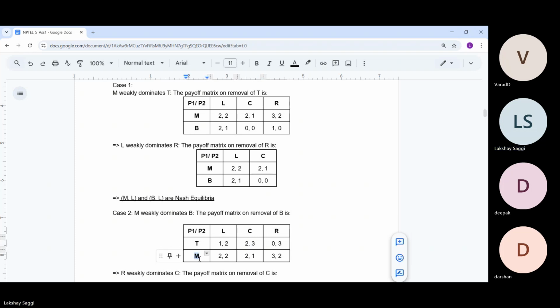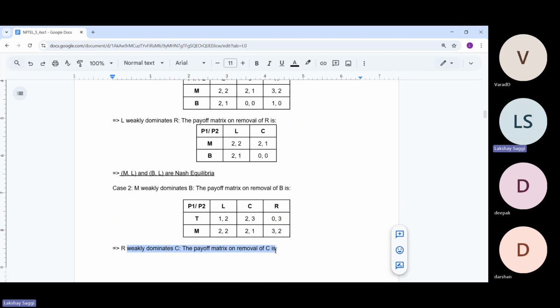But if the row player played M, then you can see that on playing C, the payoff is 1, but on playing R, the payoff is 2. So in this case, R is a strictly better strategy than C. So over both these cases, T and M, we can conclude that the strategy R is no worse off than the strategy C. And that's why we see that the strategy R weakly dominates the strategy C.